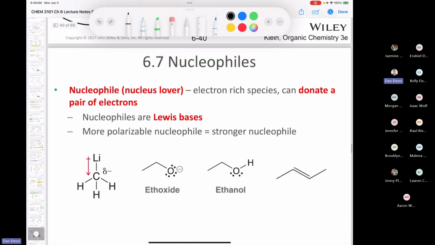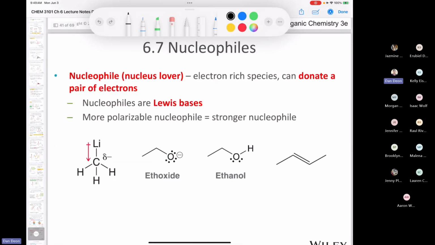There we go. Okay. So when we talk about nucleophiles, it's a way of saying nucleus lover. And I said a phile is somebody that's into something, like an audiophile. Okay, so nucleus lover. So a nucleophile is going to be electron rich, and it can donate a pair of electrons. So make sure you underline that. A nucleophile is able to donate a pair of electrons.